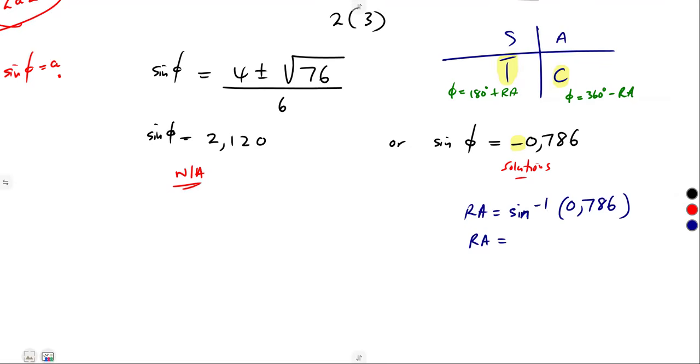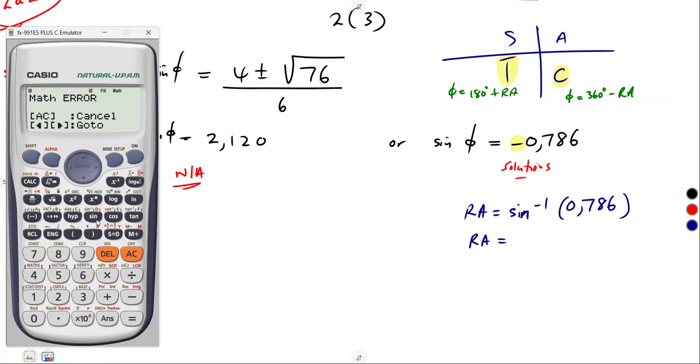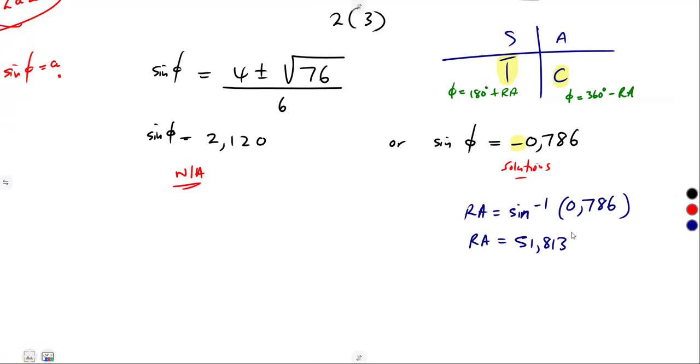So our reference angle was going to be arc sine, shift, press sine of 0.786. To 3 decimal places, this is 51.813 degrees. Now the exact solutions, which is the angle phi, from the third quadrant, is 180 plus our reference angle, 51.813 degrees.